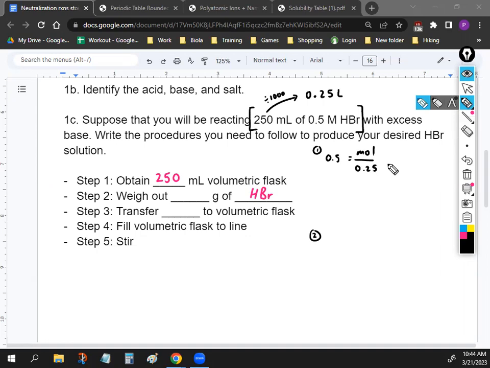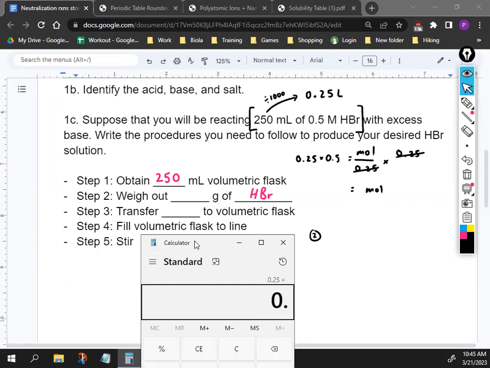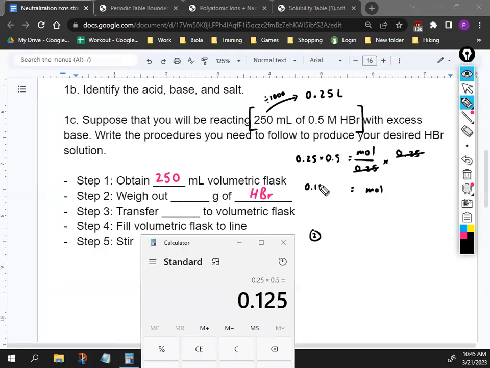All right, so the easiest way to remember how to do this is you want to just multiply both sides by the number on the bottom. So multiply both sides by 0.25. And the reason why is so that we can get rid of this. We only have moles left on the left side. And then all we've got to do is just punch this into our calculator. So if you guys have your calculators, you should have punched in 0.25 times 0.5, and that'll give you 0.125. Okay, so 0.125 is going to be your moles of HBr. All right, any questions on that first calculation?